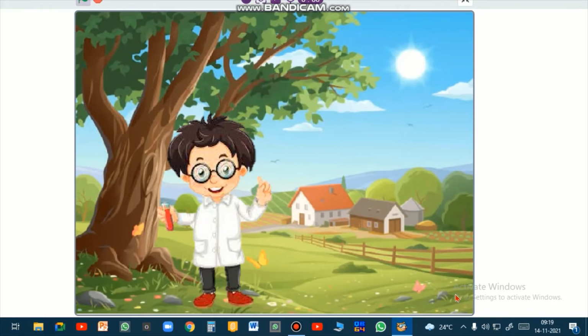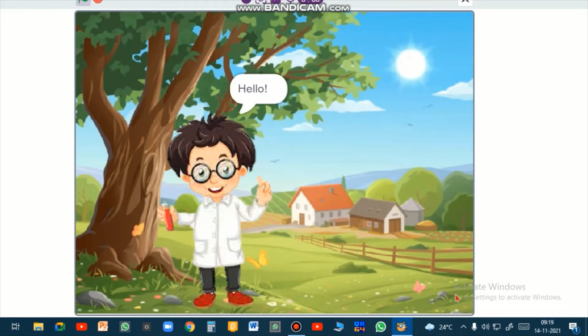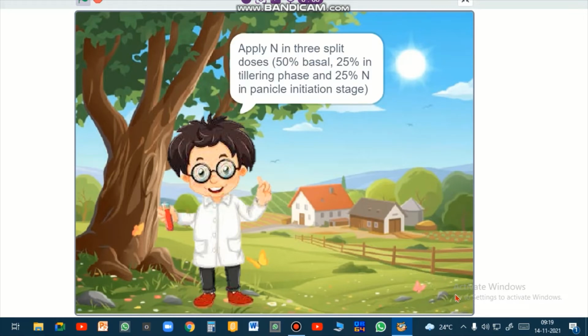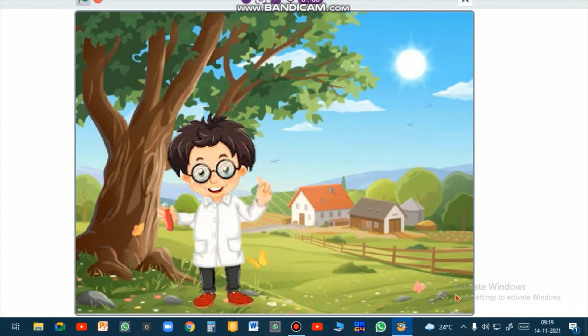Oh no, your plant is infected with dieback. But don't worry, we will tell you the remedies. Remove collateral weed hosts from buds and channels. Nitrogen. Apply N in 3 split doses, 50% basal, 25% in tillering phase and 25% N in panicle initiation stage. Use resistant variety CO47. Avoid excess use of nitrogen fertilizer.